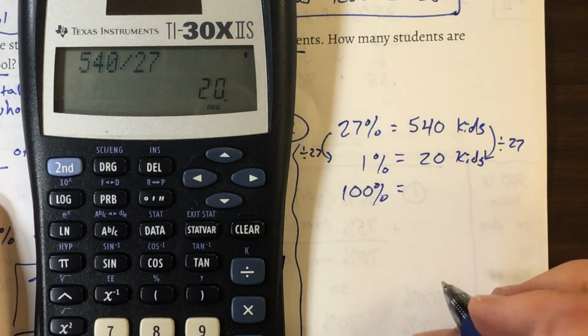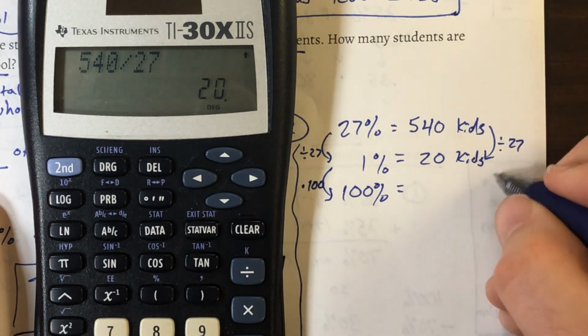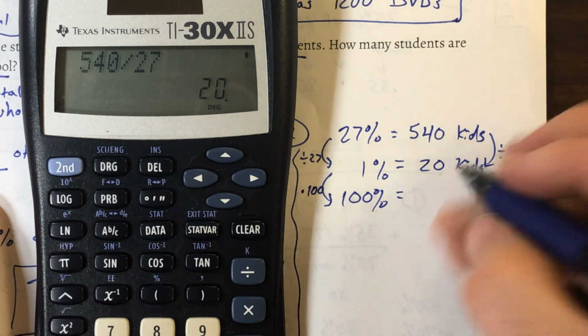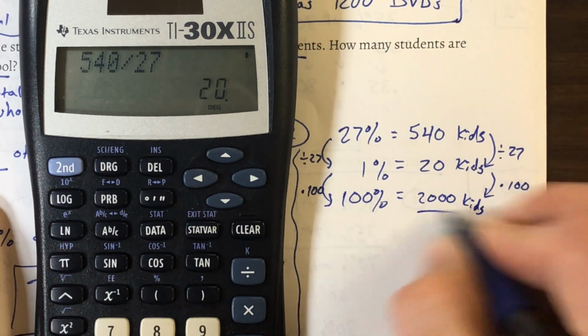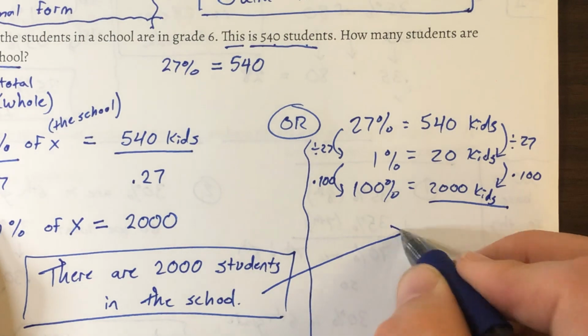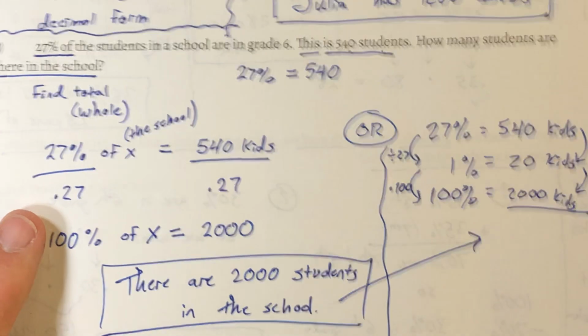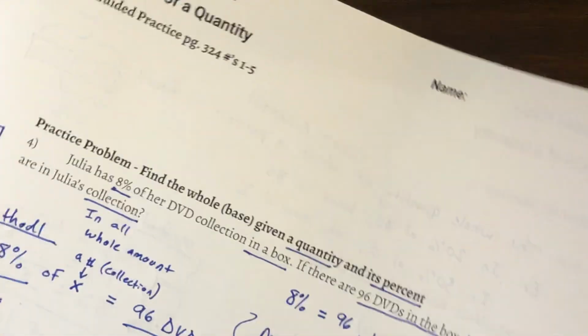Now, how do you go from 1 to 100? Multiply by 100. So do that to 20. 20 times 100 is going to be 2,000. So again, our answer is there are 2,000 students in the school. All right, let's continue. We've got a couple more practice problems.